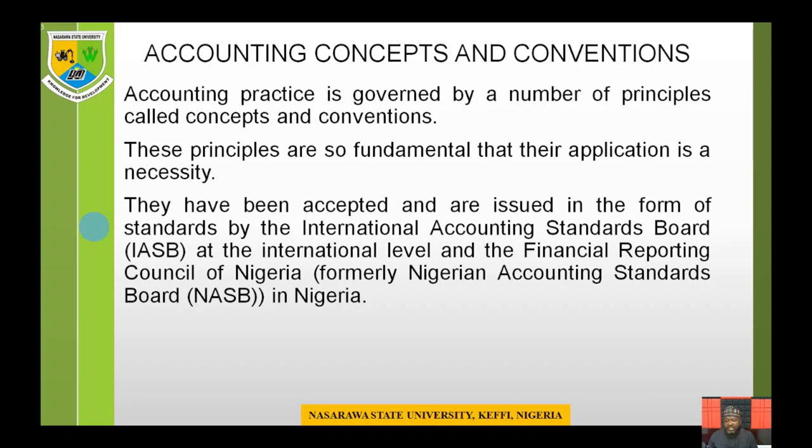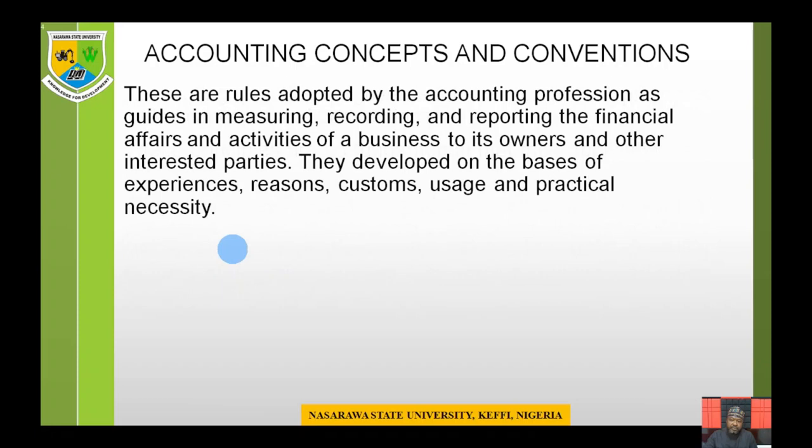It is important that we at this point mention that Nigeria has actually keyed into the adoption of international financial reporting standards as released by the International Accounting Standards Board. As we progress, we'll come across these standards as the class progresses. First, we also need to acknowledge that these are rules for concepts. Let us identify concepts first.